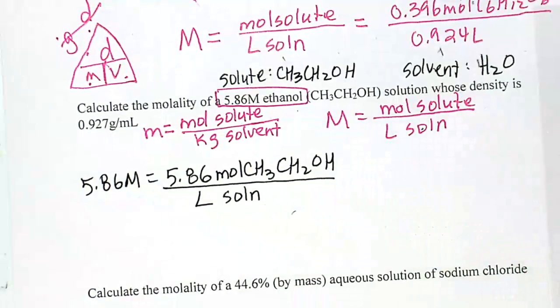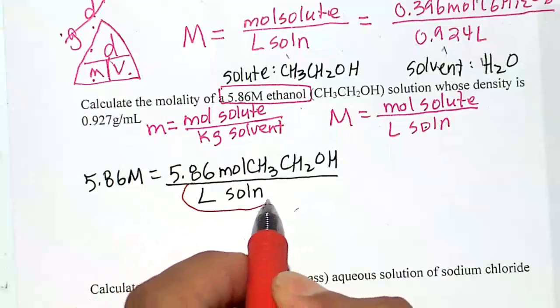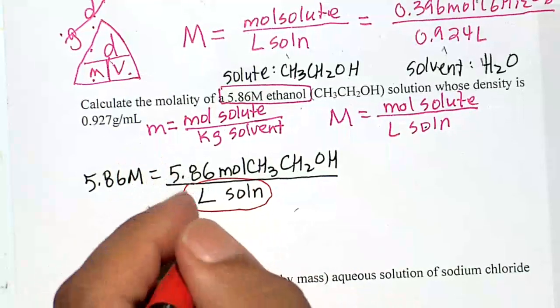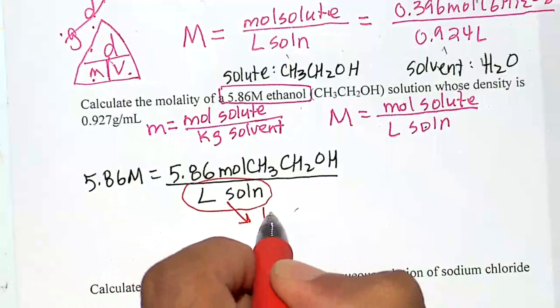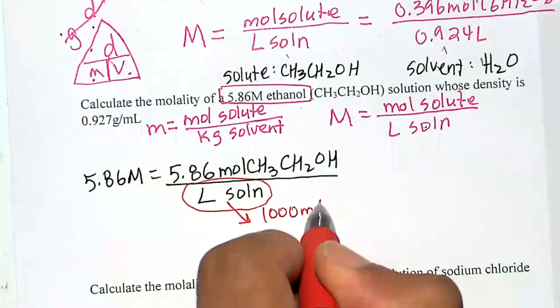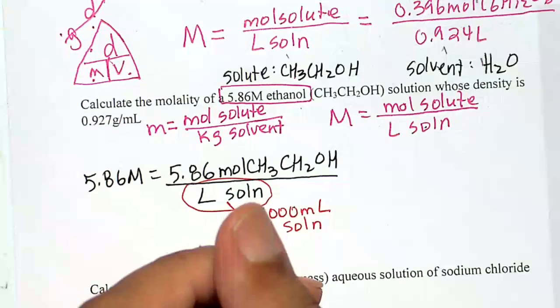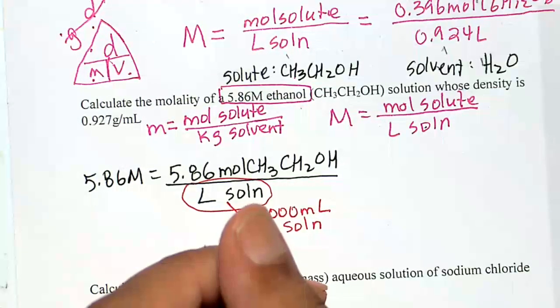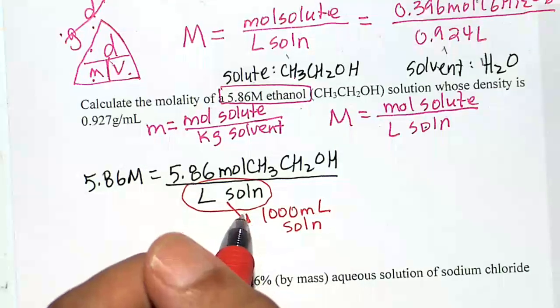Okay, so focus your attention here on this 1 liter of solution. Is it safe to say that this 1 liter of solution is the same thing as 1,000 mL of solution? Is that good? 1 liter is 1,000 mL? Okay, you got that? Good. 1 liter in our denominator is the same thing as 1,000 milliliters.